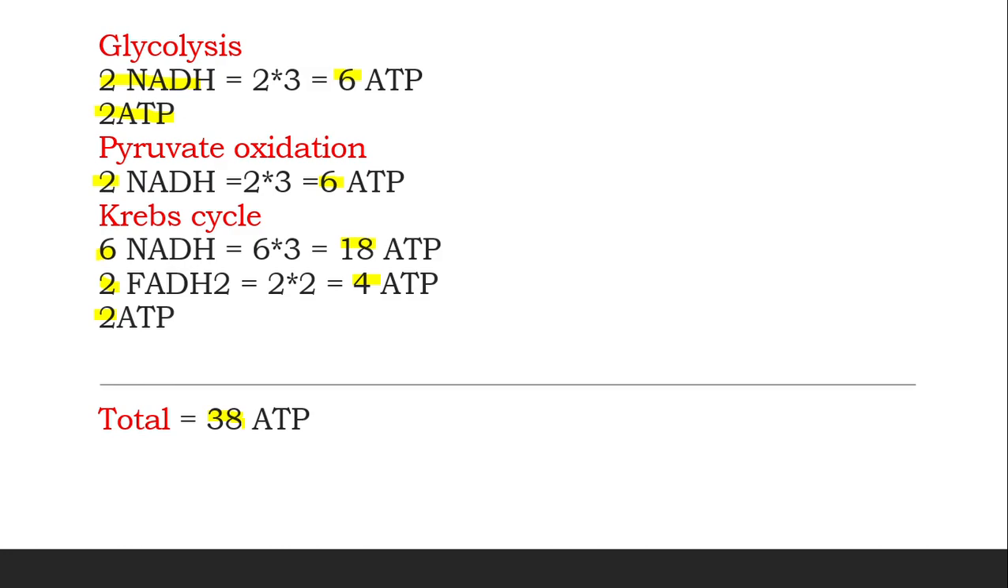Here I hope you all learned how this electron transport chain is going through and how the total 38 ATPs are produced during aerobic respiration.